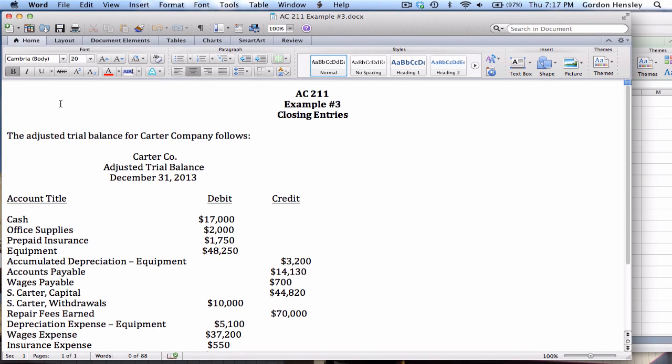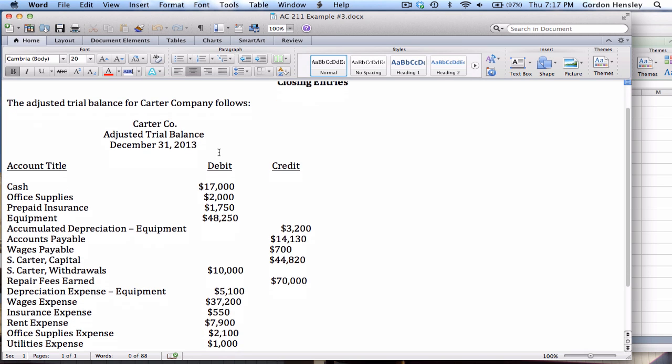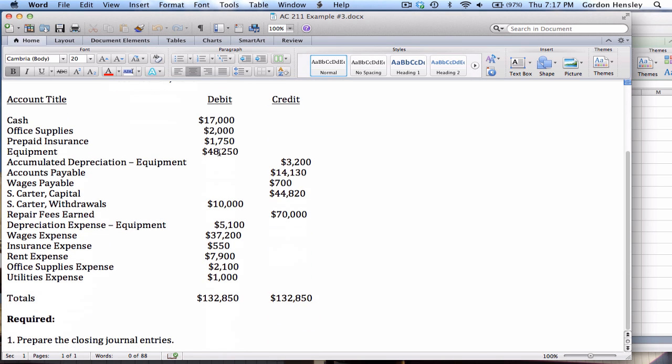This is a video demonstration on closing entries, and in this video I'm going to work the solution to example number 3. This example is going to give us some additional practice dealing with the closing journal entries. The company involved is the Carter Company, and they have provided us with a copy of their adjusted trial balance. The requirement is simply that we prepare the closing journal entries.